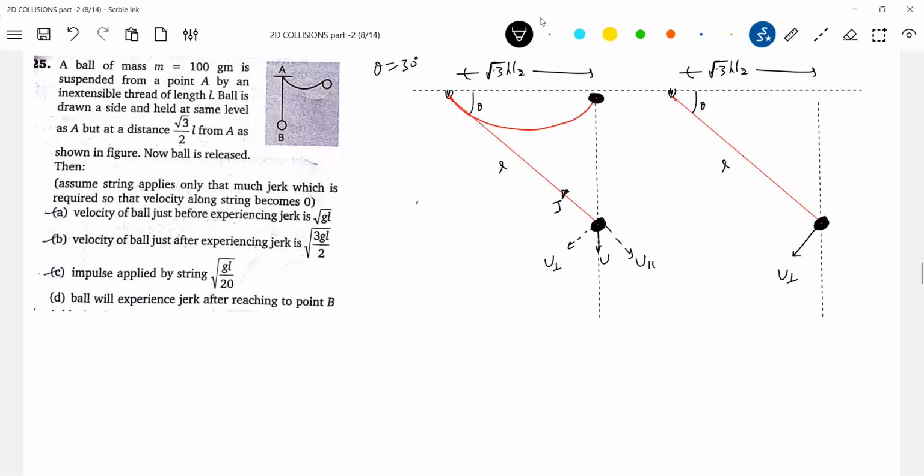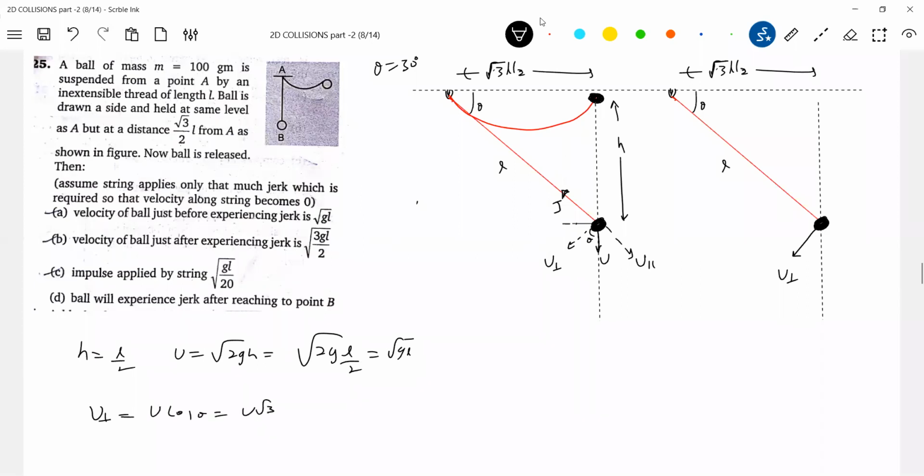Velocity of the ball just after experiencing the jerk. So what can be this height? H is L sine theta, so H should be equal to L by 2. So what is the velocity u? U should be equal to root of 2gH, which is root gL. After experiencing the jerk, only u parallel will be nullified. So what is u perpendicular? This is theta, so u perpendicular should be u cos theta, which is u root 3 by 2. What is u? Root gL, times root 3 by 2.